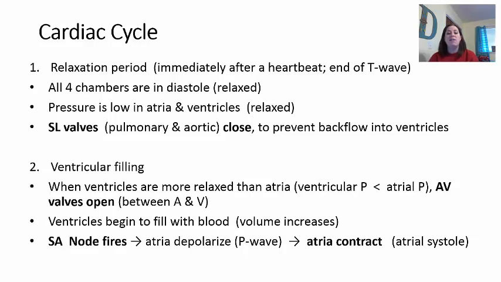This is where the AV valves will open, the tricuspid and the bicuspid, they'll open, and blood is going to move from the atria to the ventricles. The ventricles begin to fill with blood, increasing their volume, and this is going to cause them to stretch. The SA node fires, the atria depolarize, this is the P wave, and their contraction takes place, and we call that atrial systole.